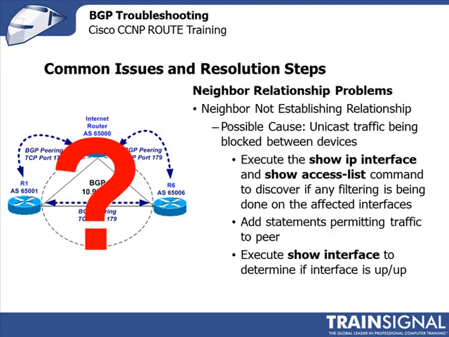Another less common but still possible cause for the neighbor relationship not forming is that unicast traffic between the peers is being blocked. It could be a firewall, it could be an access list, there could be a variety of different things. Most likely it's going to be something configured on one or the other peer that may be blocking it, but if there's an intermediate device, then you need to take a good look at that configuration as well. But on the particular device in question, do the show IP interface and show access list commands.